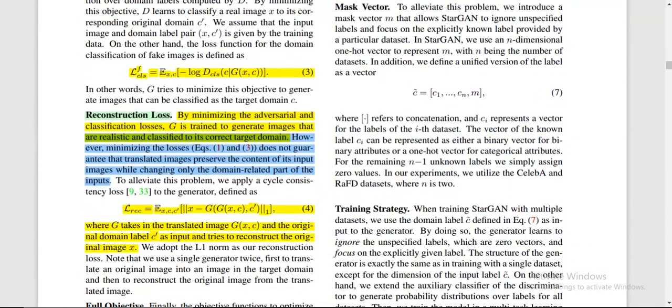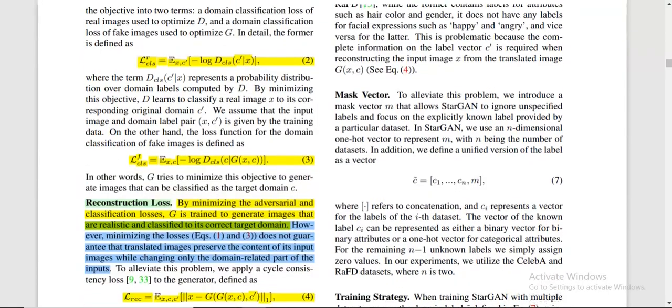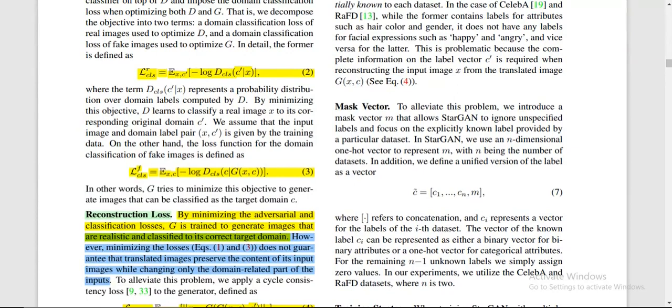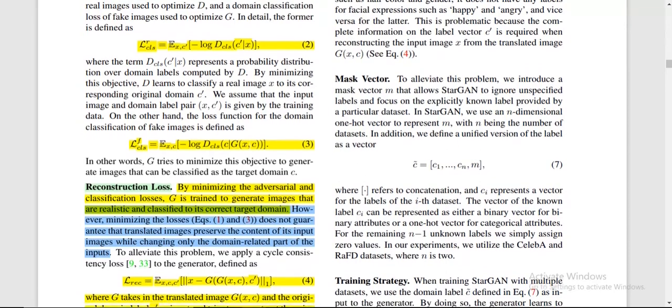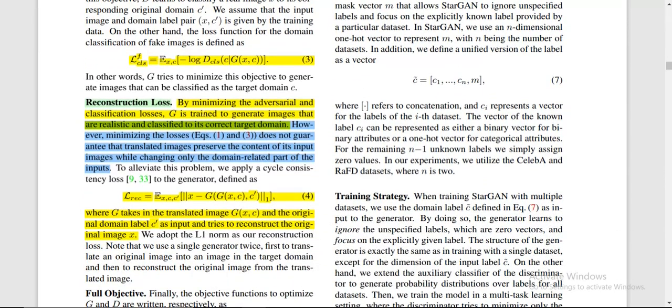So I already showed that the reconstruction loss is needed. Why? Because this domain classification loss does not guarantee that the generated image has the same identity information as the input image. So we need an extra reconstruction loss, which is simply the absolute difference between the input image and the generated image, right? And don't be confused by the symbol, it is very simple.